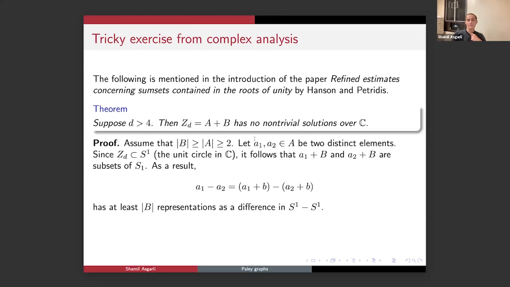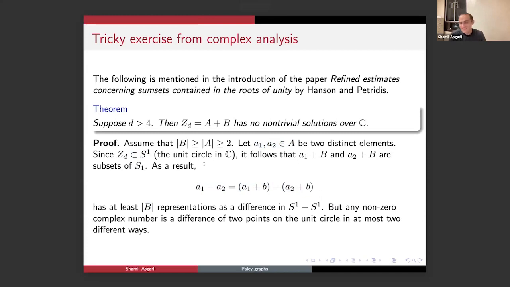So just to recap, I started with two elements of the set A, and I looked at their difference. And I just showed you that that difference, A1 minus A2, can be represented in B different ways, cardinality of B different ways, as a difference in the unit circle. So this is very important, that A1 plus B and A2 plus B are both elements of the unit circle.